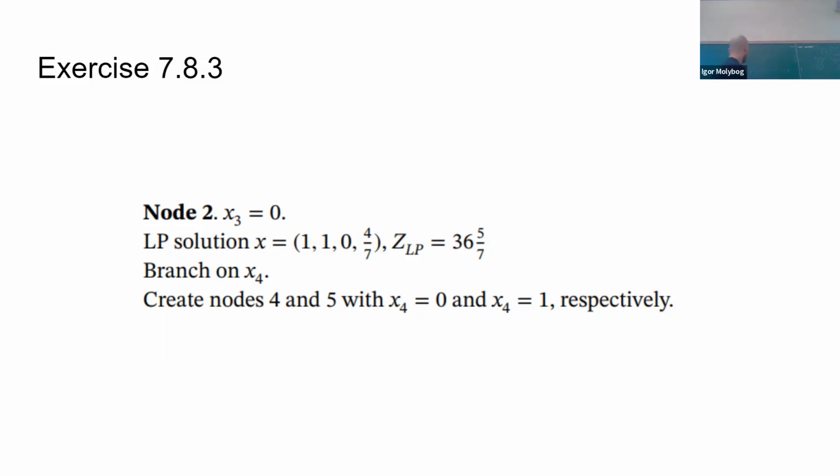This is our new LP. So it was LP1, this is LP2, and now we need to branch on the fourth variable. So that creates for us two new nodes, 4 and 5. Node 4 corresponds to x4 being equal to 0, and node 5 corresponds to x4 being equal to 1.